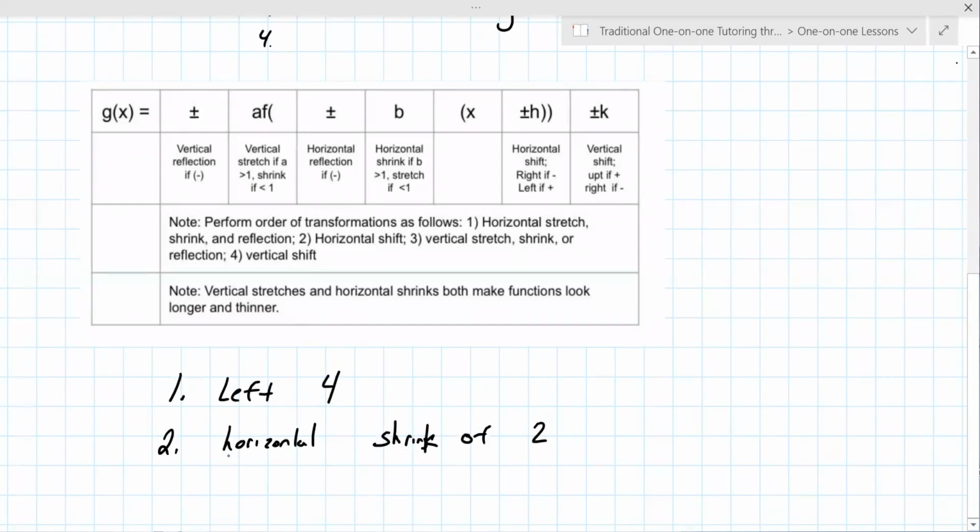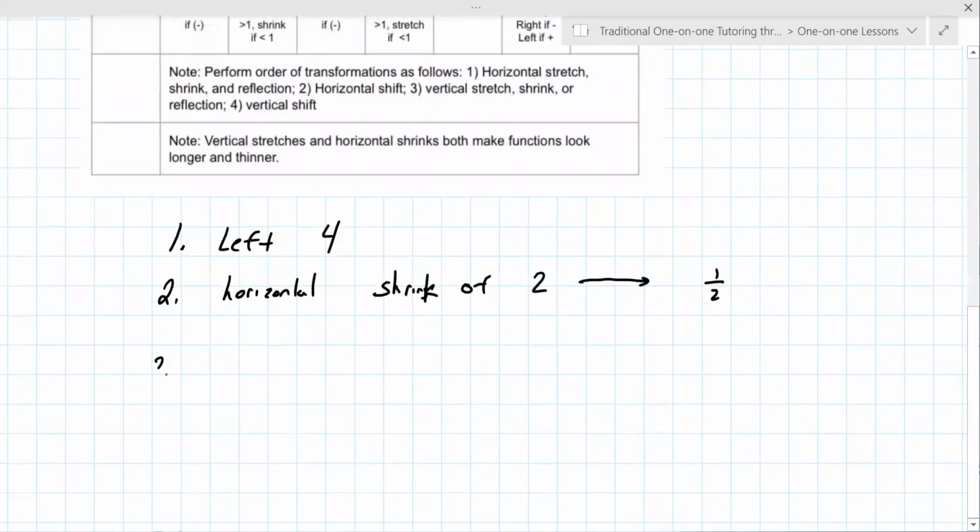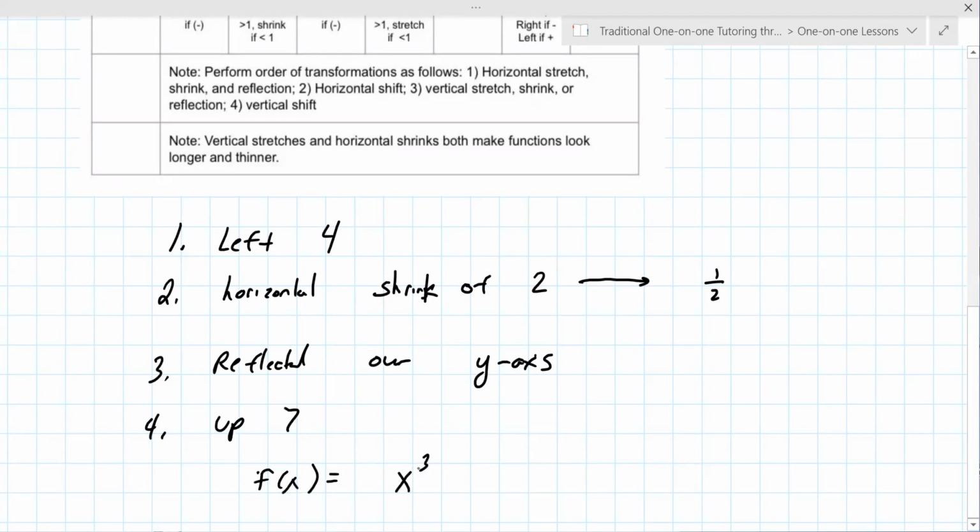So whenever you see something horizontal, whether it's shrink or stretch, this number gets converted to its reciprocal. Mm-hmm. So this really means 1/2. Okay. And then we'll go reflected over the y-axis, and we'll go up 7. And we'll say that the parent function here, f of x, was x cubed.